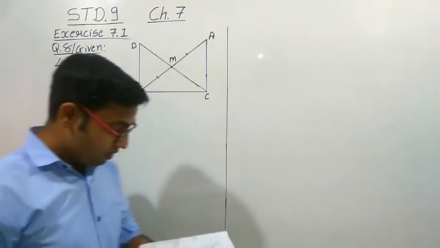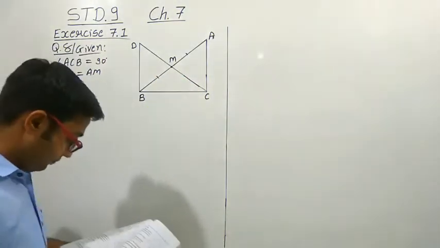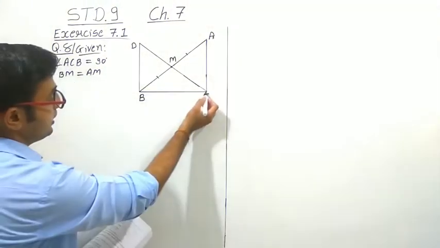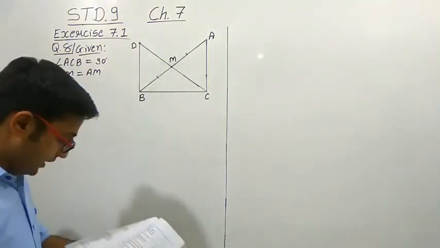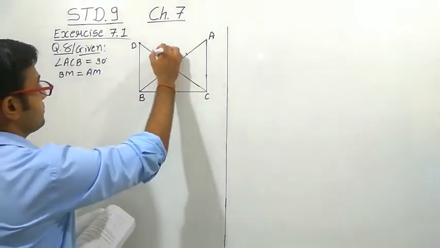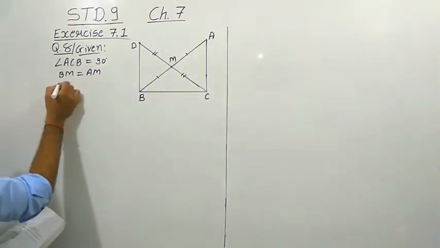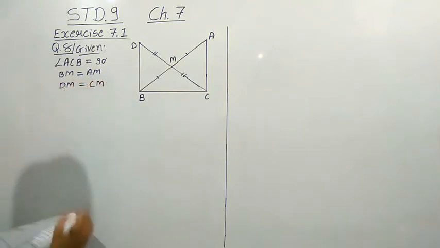Now C is joined to M. When we join C and M and produce it to point D, such that DM is equal to CM. See, this portion is also equal to this portion. So here also it is given that DM and CM are equal to one another.